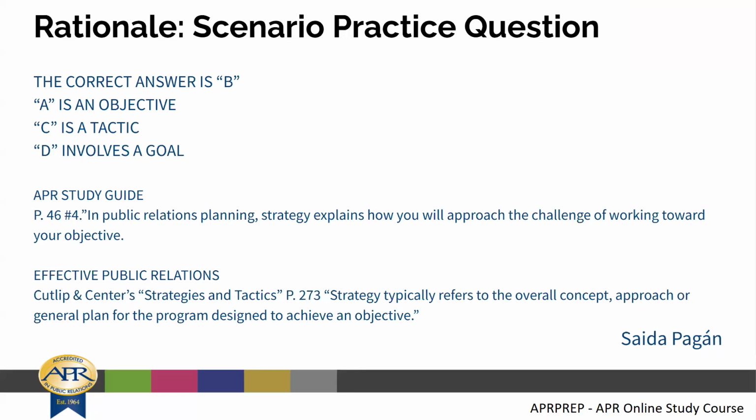The correct answer is B. A is an objective, C is a tactic, D involves a goal. APR Study Guide, page 46, number 4. In public relations planning, strategy explains how you will approach the challenge of working toward your objective. In Effective Public Relations, Cutlip and Center's Strategies and Tactics, page 273: Strategy typically refers to the overall concept, approach, or general plan for the program designed to achieve an objective.